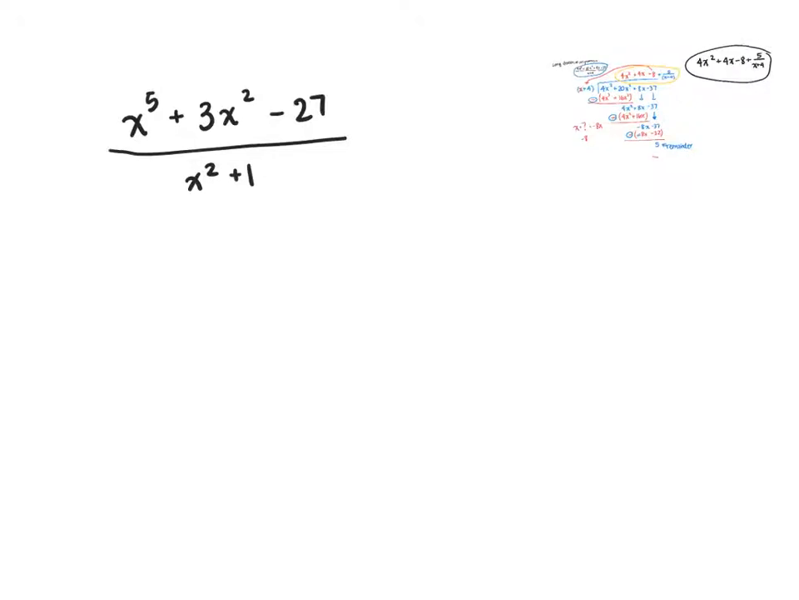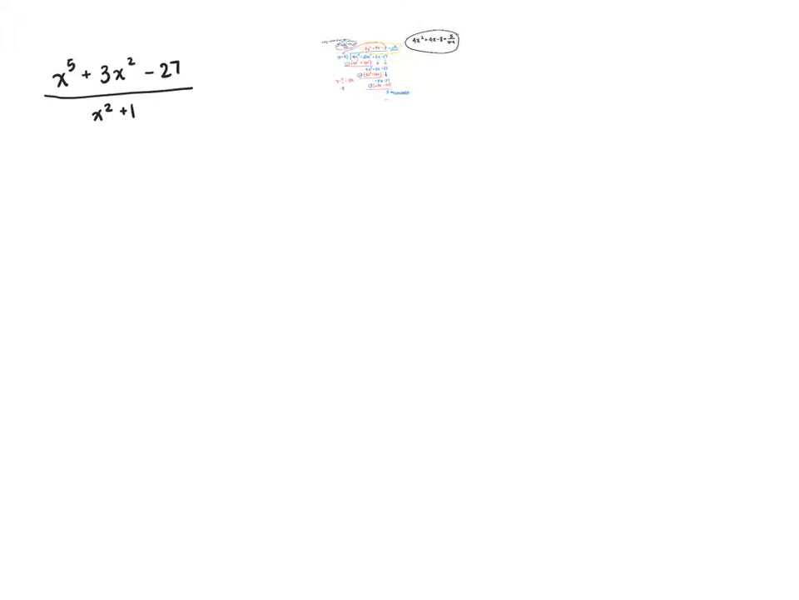Okay, so I'm going to move that over here. So the next question I'm going to give may be something like, let's see, x to the 5th plus 3x squared minus 27 divided by x squared plus 1. Okay, so there's a few aspects to this. I'm going to put that problem up there.